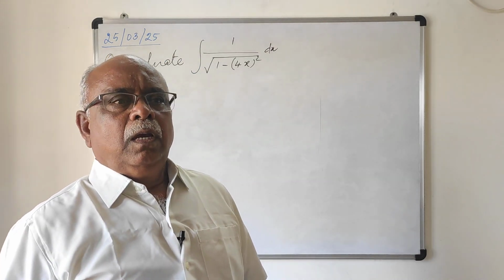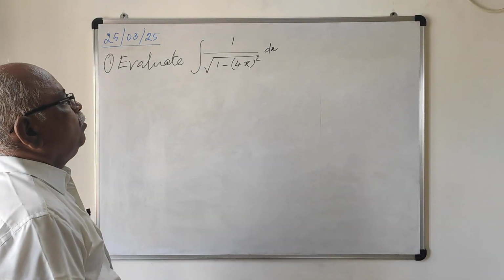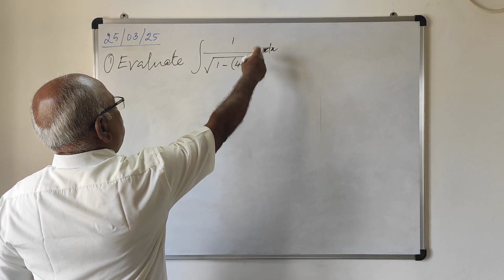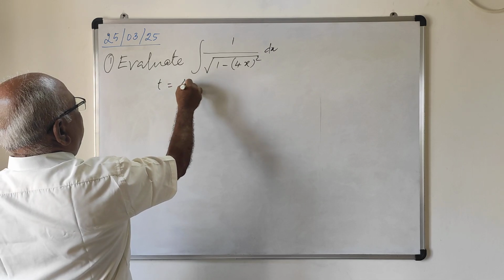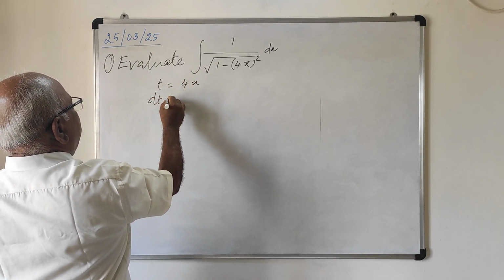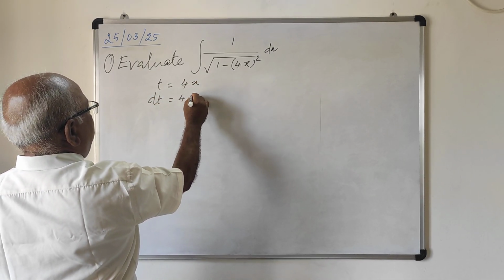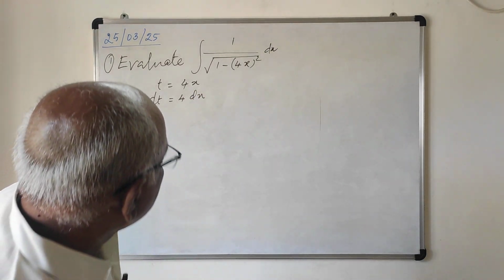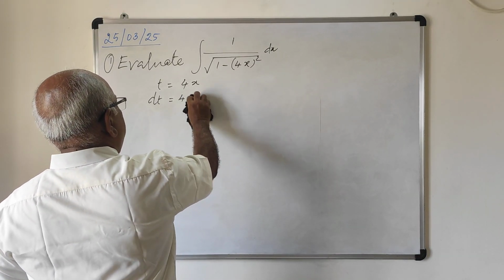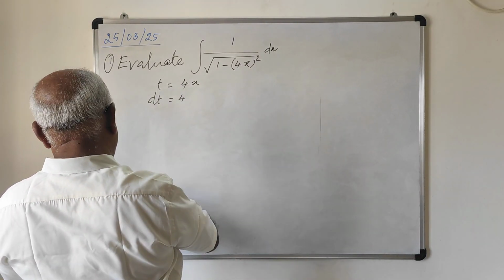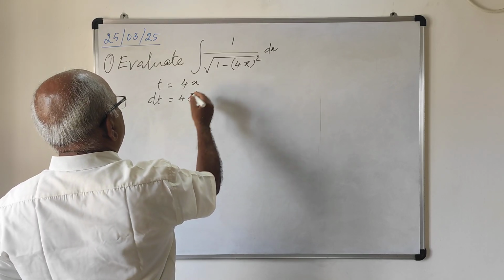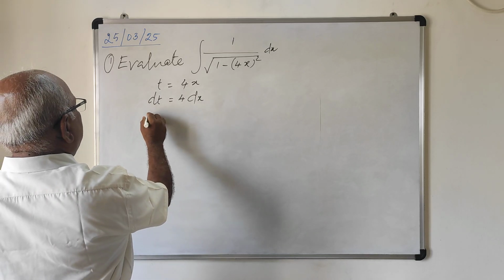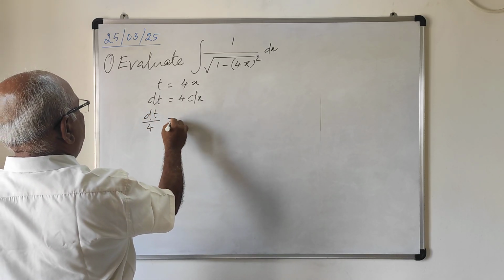Okay? Now, using our previous results, I am going to integrate this problem. Evaluate integral 1 by root of 1 minus 4x whole square dx. You replace 4x by t. Derivative of t, dt, is derivative of constant 4 times derivative of x, which is 1, into dx. So dt by dx is 4, so you will get dt equal to 4 dx. Bringing the 4 to the right hand side, dt by 4 equal to dx.